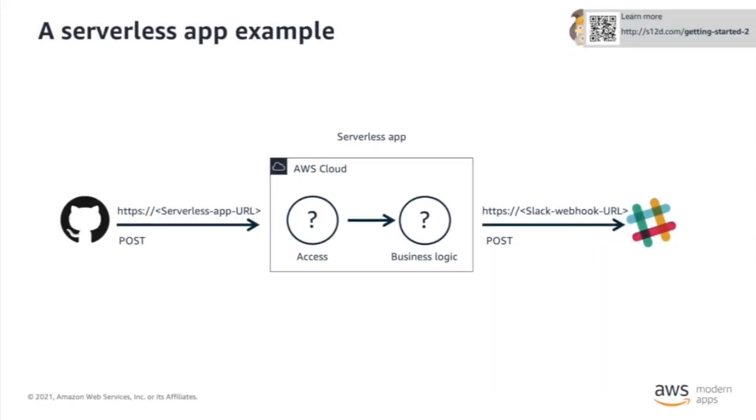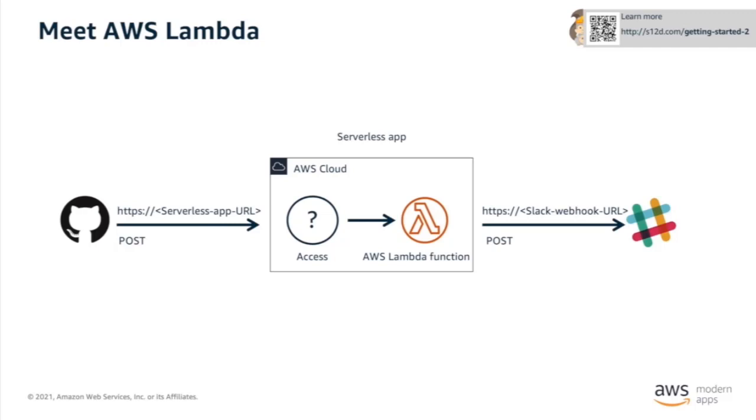Here's a more accurate representation of our serverless application. And the business logic here is the part that transforms the data into a valid Slack payload and then makes a post request to Slack. But where do we put that business logic? It's all contained inside a single AWS Lambda function.